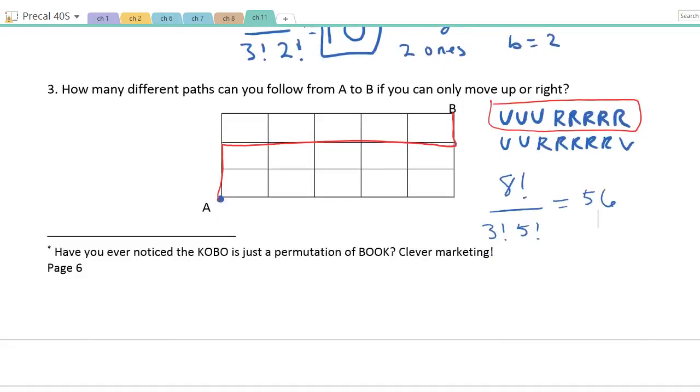Here's a little note about Kobo. Did you notice that Kobo is actually just a permutation of book? Oh, those guys.